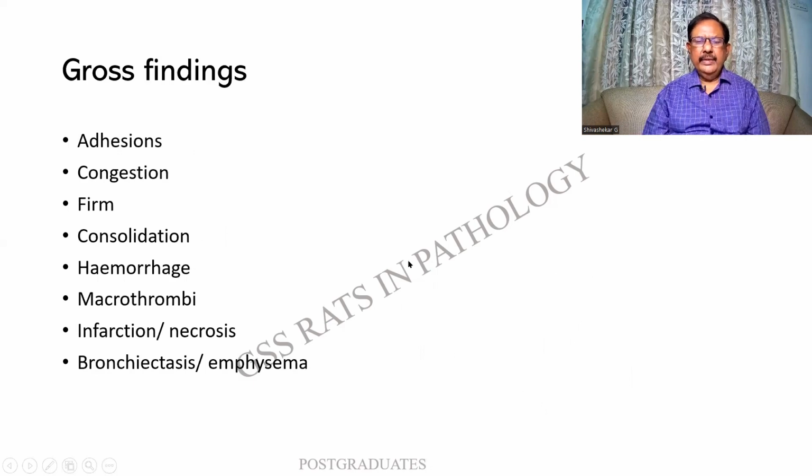Grossly, you find that there can be adhesions because of fibrosis at the later stages. Congestion of the interalveolar septae. The lung becomes firm and boggy. Initially, it is crepitant because of the edema, but later on there is a consolidation because of the desquamation and the inflammatory cells. Hemorrhage, micro and macro thrombi, infarction and necrosis. The later secondary changes can be bronchiectasis and emphysema, which can be because of either obstructions or persistent infections.